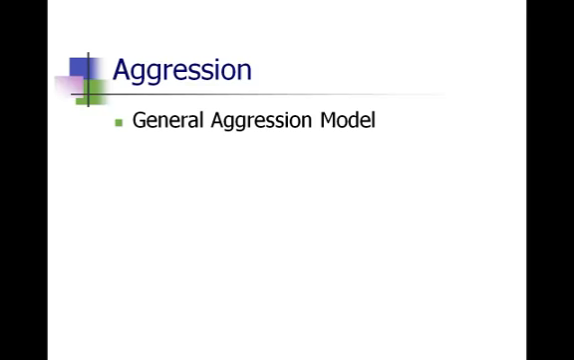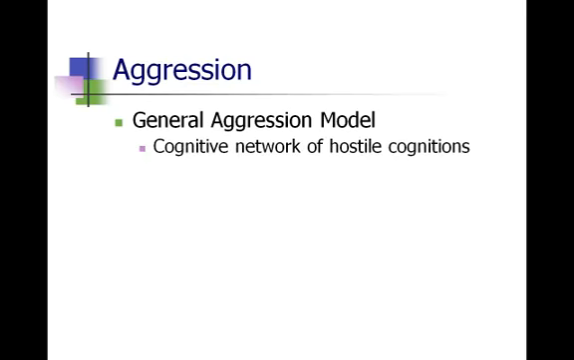And the general aggression model supposes that aggressive actions occur because of a combination of who a person is and what situation they're in. But this kind of person-situation combo only results in aggression to the extent that that combination influences that person's thinking, right? And so one of the things we talk about in terms of how it influences their thinking is the activation of their cognitive network of hostile cognitions.